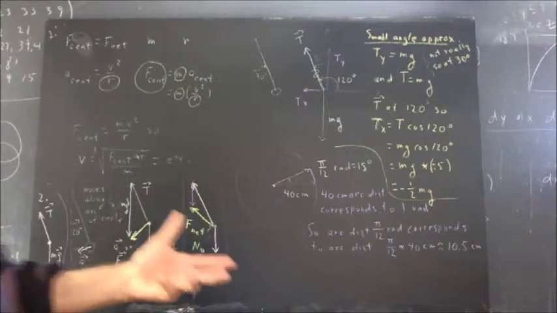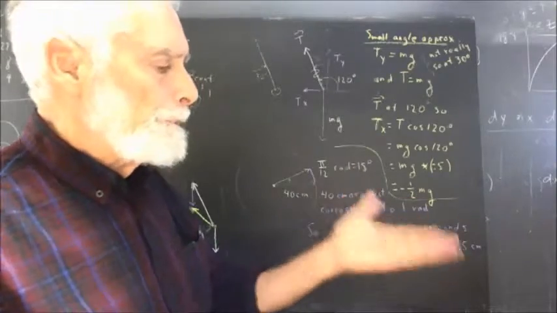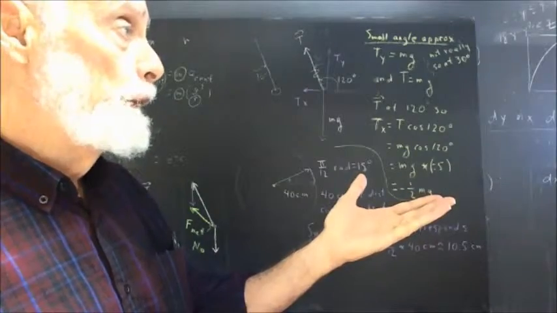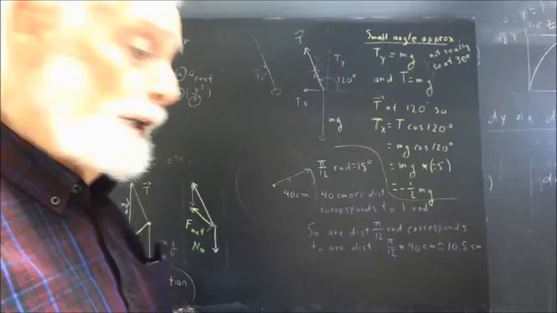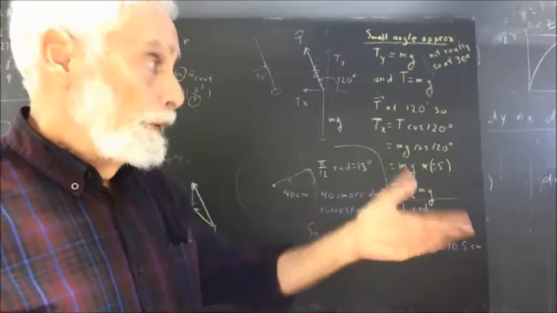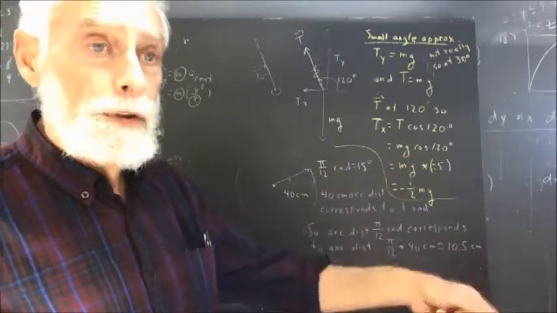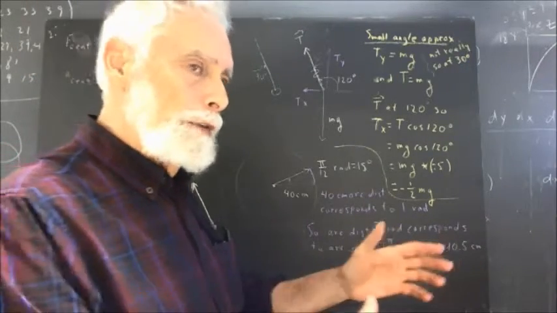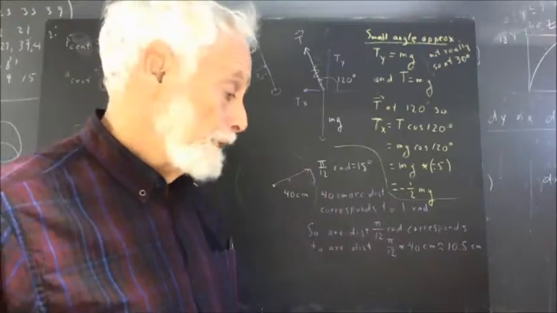Next problem asks what the arc distance is corresponding to a pi over 12 radian central angle on a circle of radius 40 centimeters. Now the quick answer to that is, on a circle of radius 40 centimeters, 1 radian corresponds to an arc distance equal to the radius. So for 1 radian, the arc distance would be 40 centimeters. So for pi over 12 radians, the arc distance would be pi over 12 times 40 centimeters.